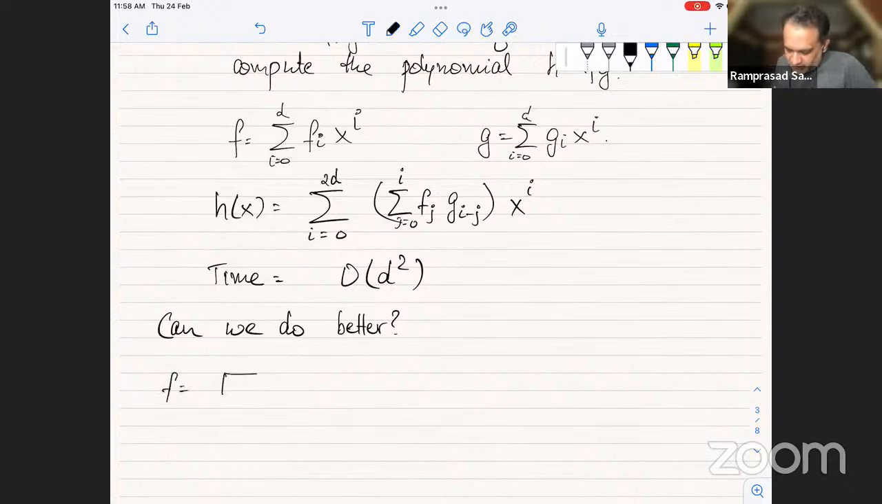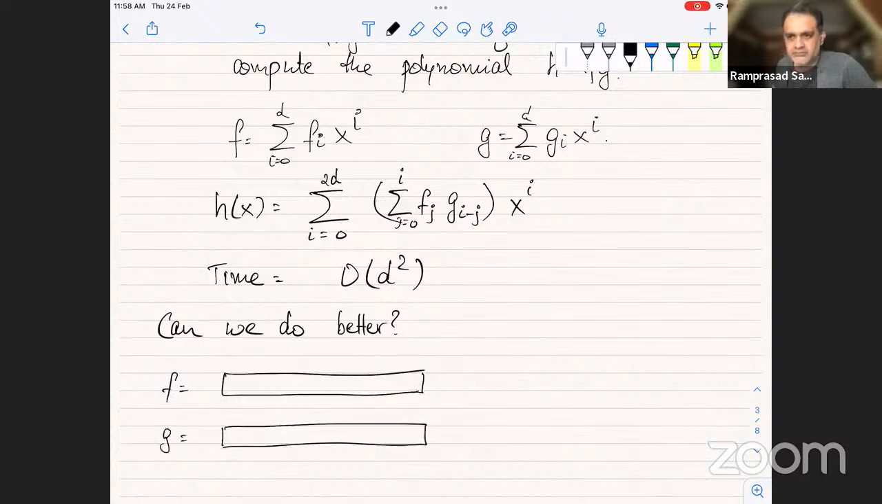I'm going to say, this was my F that was provided to me, and this was the G that was provided to me. I'm going to think of it as breaking it in the middle, where this is the left half and this is the right half. I'm thinking of this as the lower degree terms and then the higher degree terms.